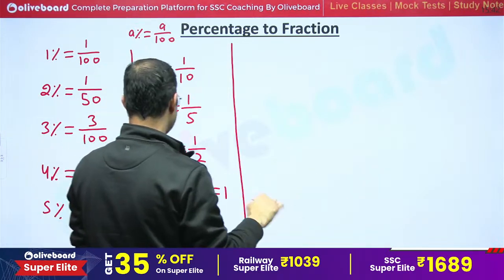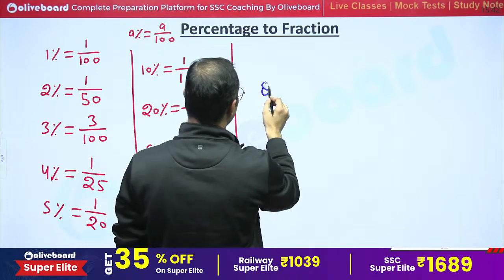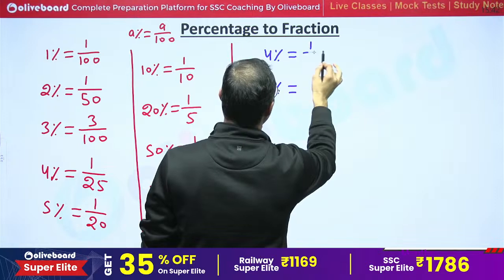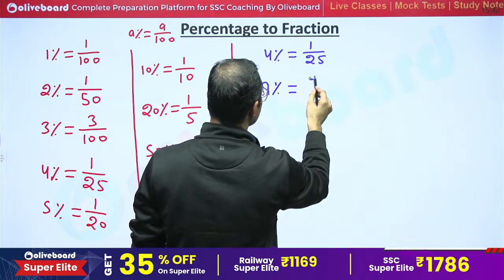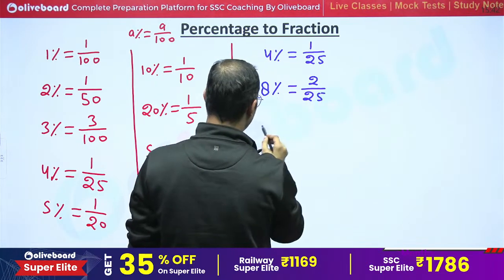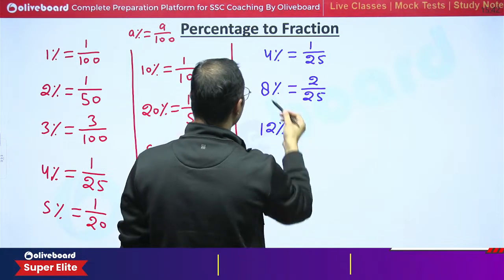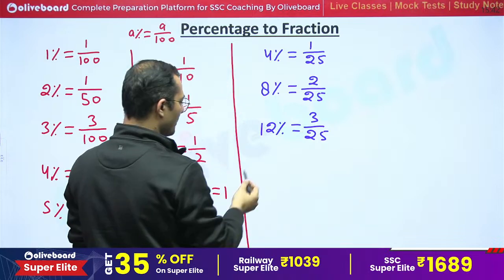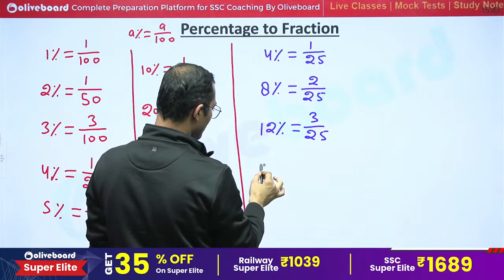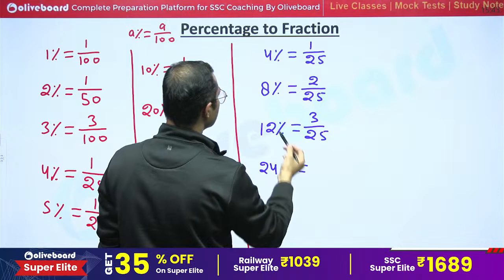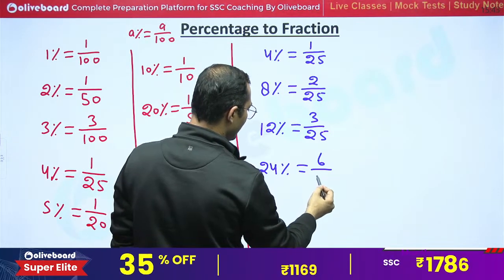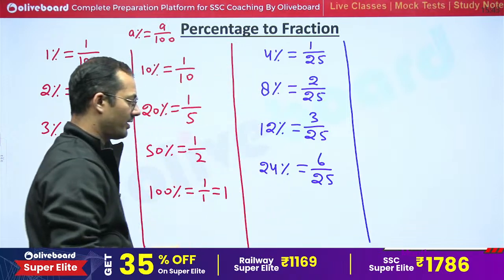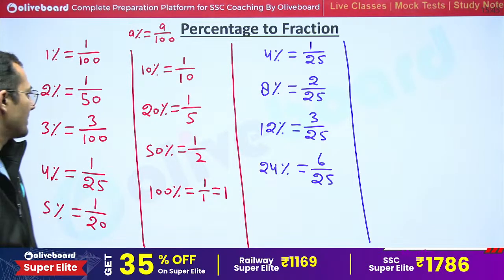See, suppose I got 8%. We remember that 4% is equal to what? 1 upon 25, right? So 8% is what? 2 upon 25. Simple. If I got 12%, it is 3 times, so we can write it 3 by 25. Suppose I got 24%, it is 6 times, so 6 by 25. Okay, no problem. Is this clear? I hope this is very much clear to you all.